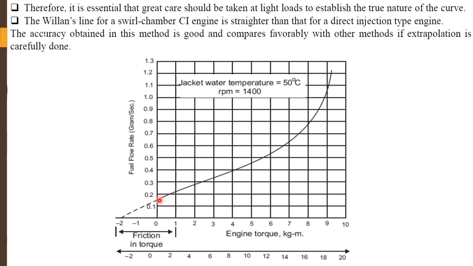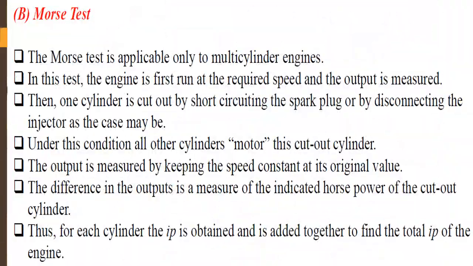When we are going for extrapolation of this graph towards the negative x-axis, where it cuts the y-axis, you can see the next part is the friction power. Therefore it is essential that great care should be taken at light load to establish the true nature of the curve. When the system is at lighter load, the chances of error will be maximum.